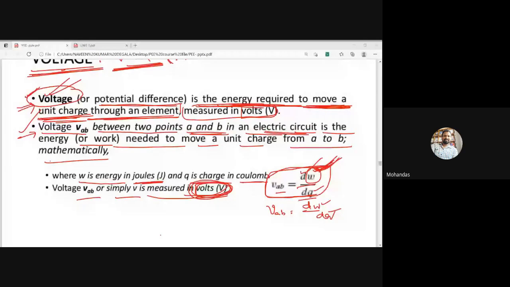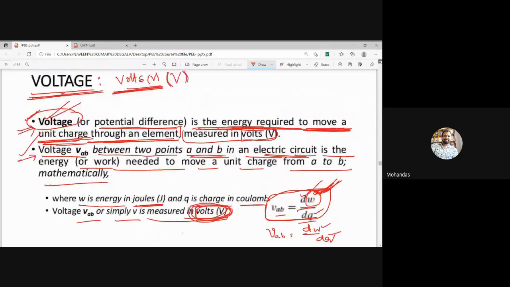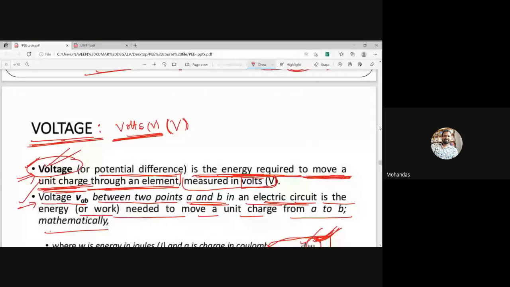The definition of the current: the flow of electrons in a conductor is known as current, and it is denoted by the letter I. Units are amperes. Voltage is as above, and what is the mathematical expression for the current? Can anybody tell me? Like V equal to dW by dQ, this is the mathematical expression.